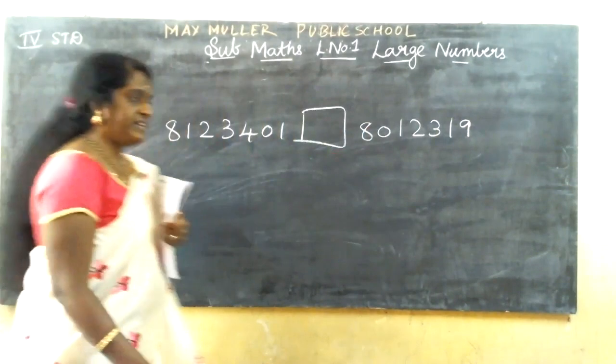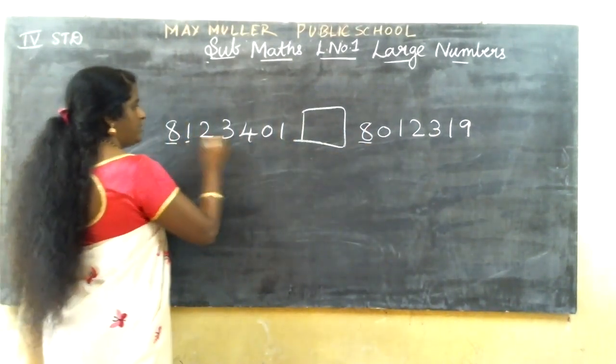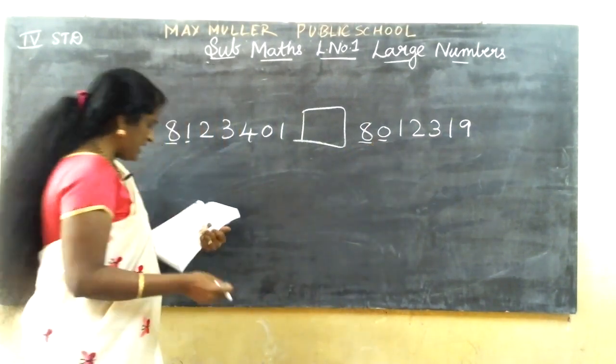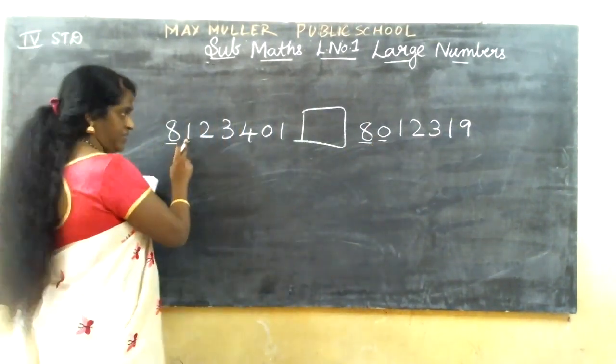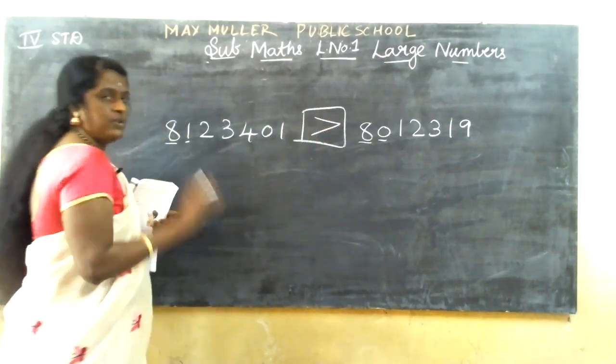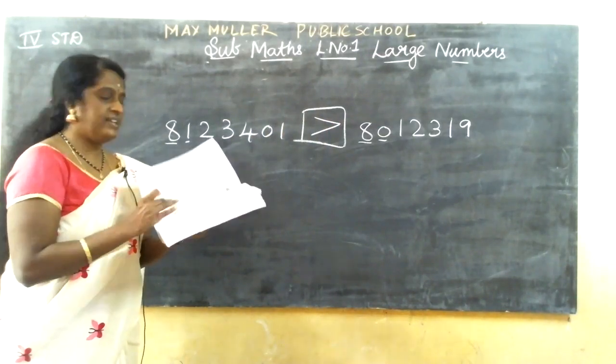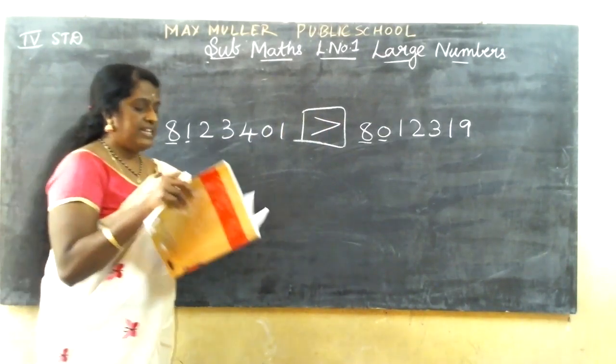In these two, which is the greater sign? 8, 8. Here 1, here 0. So which is greater? 1 is greater, 0 is the least number. So this side. So by looking at the next number, you should write which is greater and which is lesser.